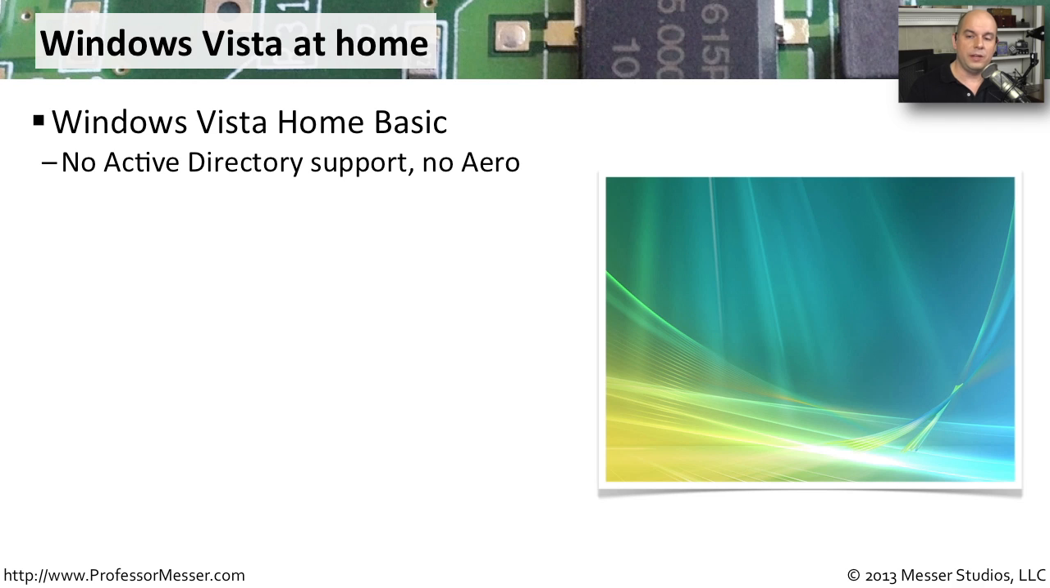For instance, the Windows Vista Home Basic, which was a basic Windows version that didn't have a lot of the more advanced features. For instance, you didn't have Active Directory support. That would be something that would really fit better in a business environment. And if you're running at home, maybe you don't need a lot of the fancy graphical features that were enabled with the Windows Aero capabilities.